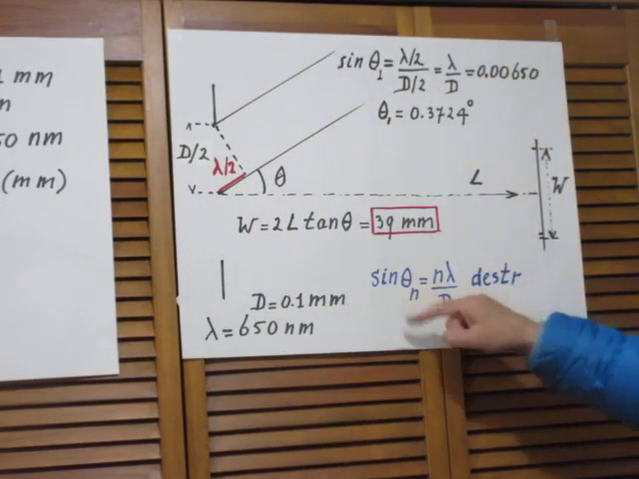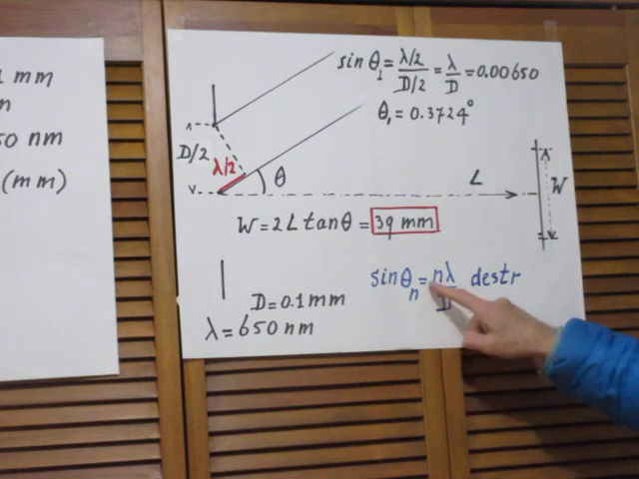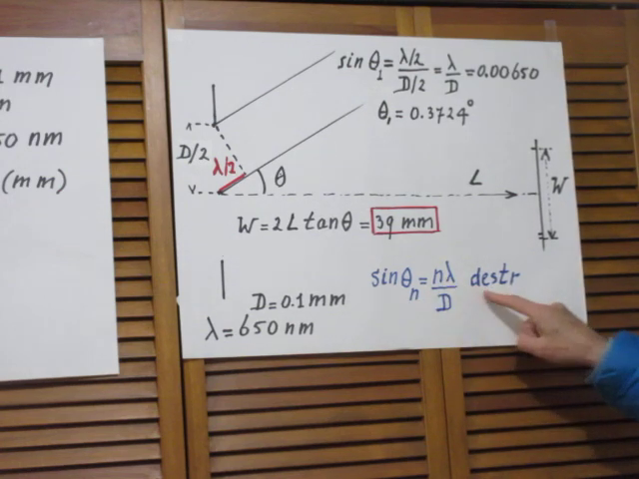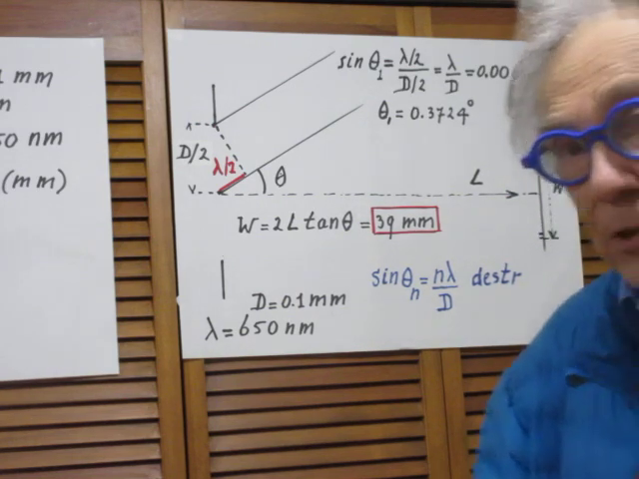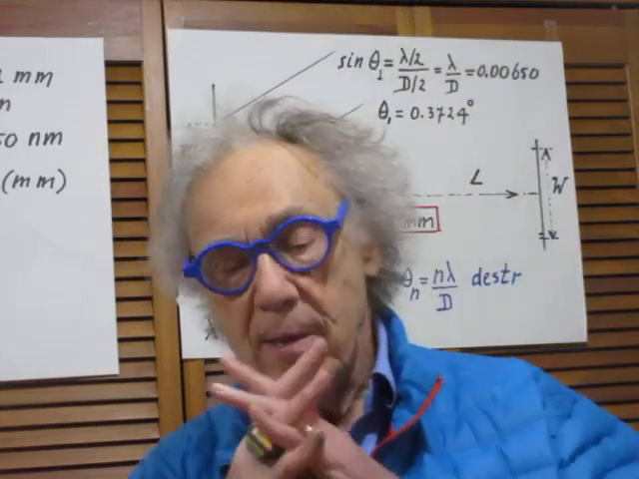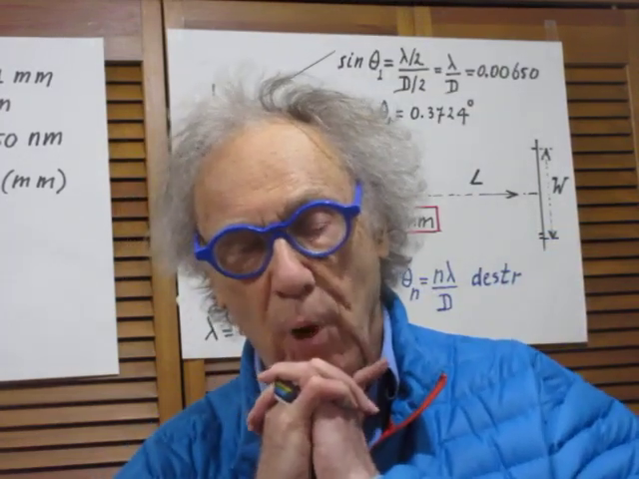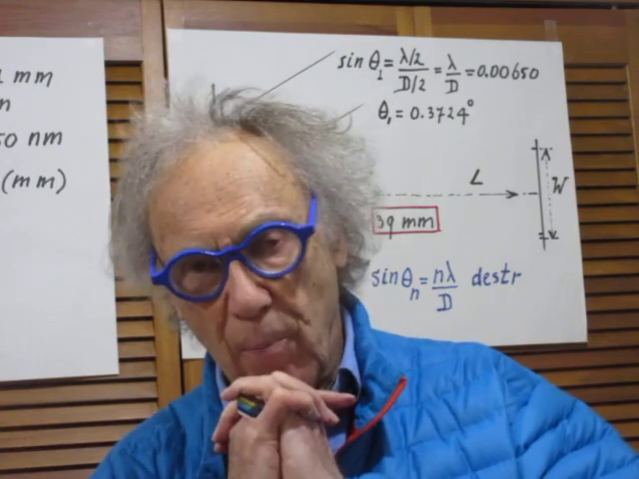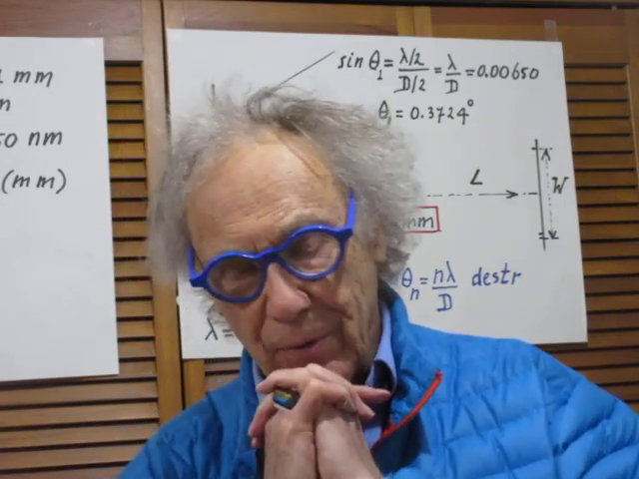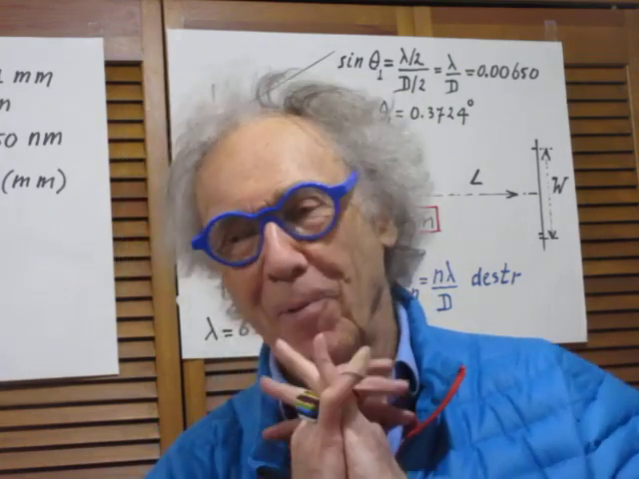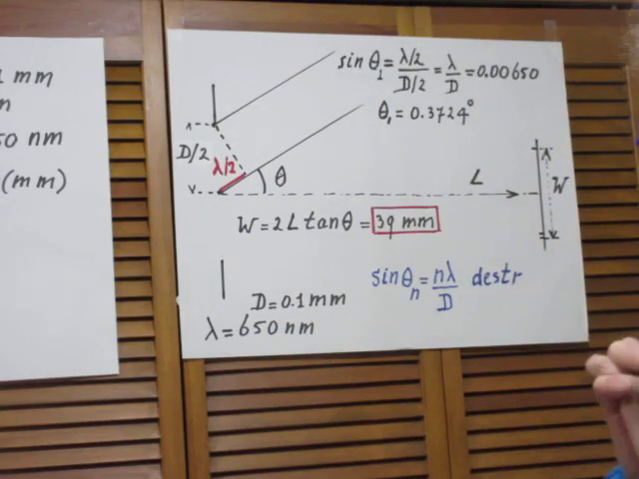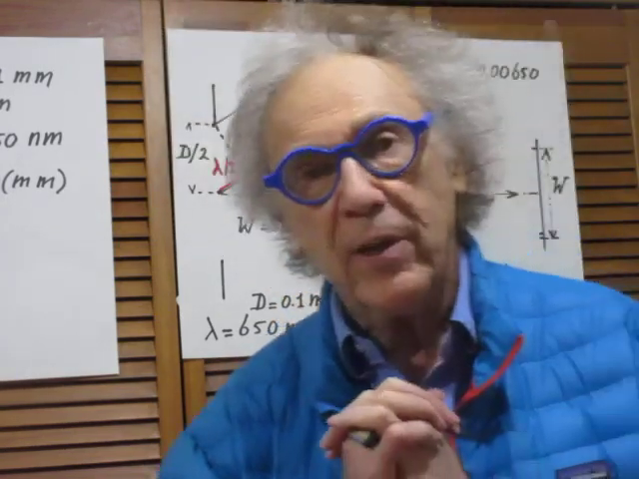So in all the cases that sine theta n is n times lambda over d, where n is an integer, you will have destructive interference. We were only concerned in this problem with n equals 1. The reason why I gave you this relatively simple problem is that for the next problem, I will need this result. Yeah, I'm sure that I will make that the next problem. Okay, so this wasn't very difficult, but it is interesting, isn't it?